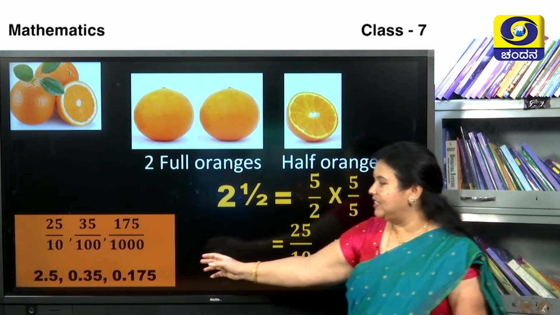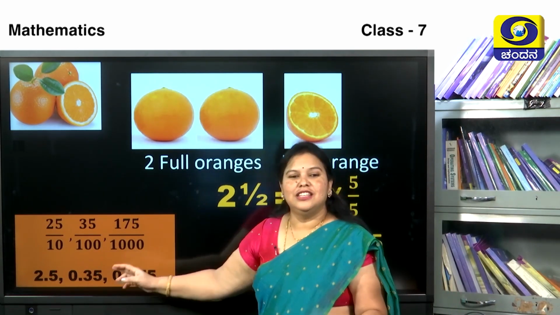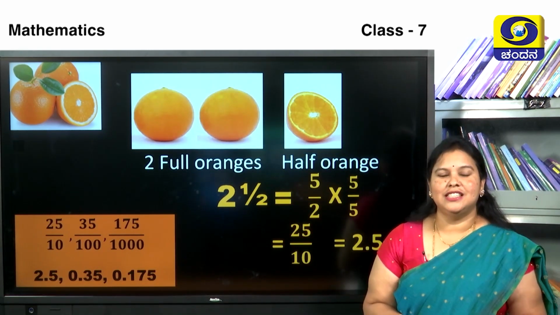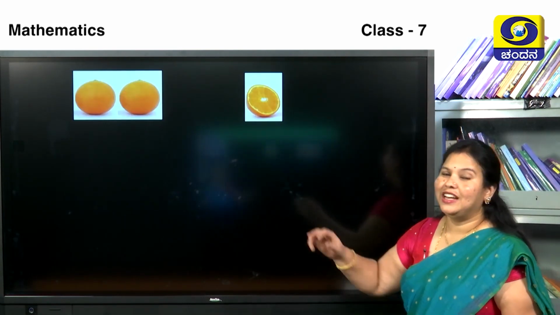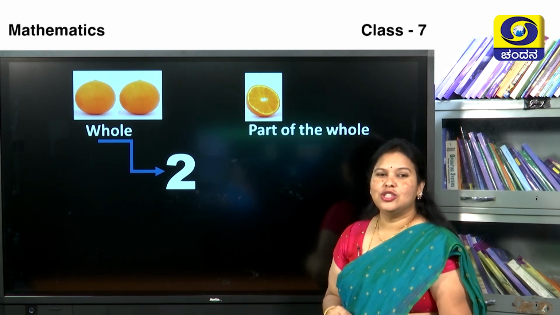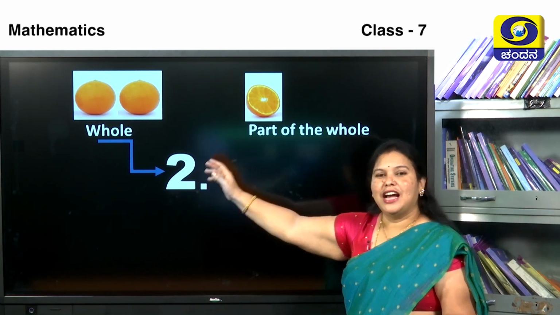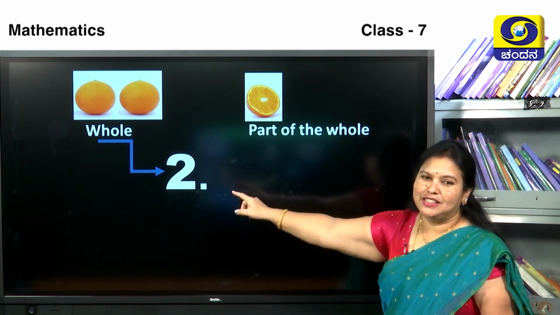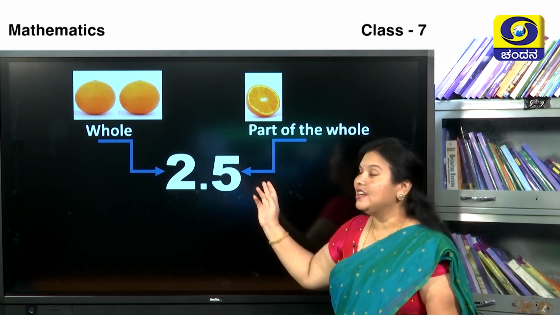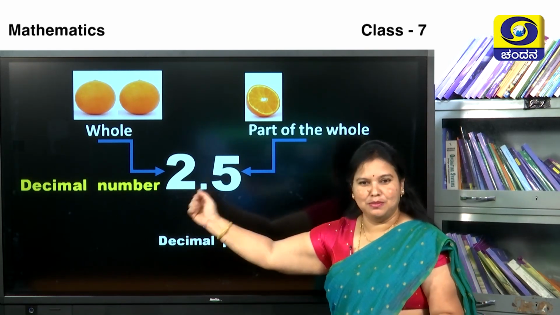If the denominator of a fraction is a number like 10, 100, 1000, then we can express it in its decimal form. Then how to write a decimal number? Here we have 2 full oranges. So, we can take 2 as the whole number. We have to write this on the left of the decimal point and the part of the whole is represented on the right of the decimal point. So, the number represented with the decimal point is called a decimal number.